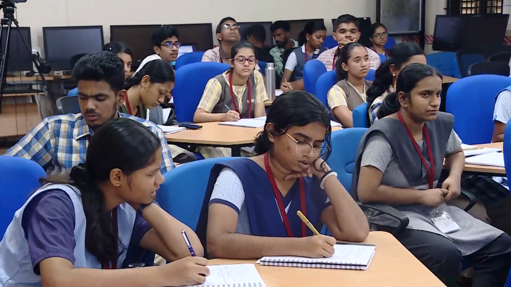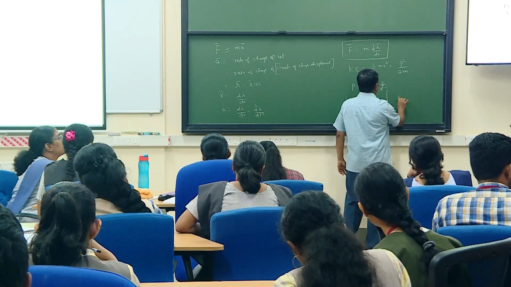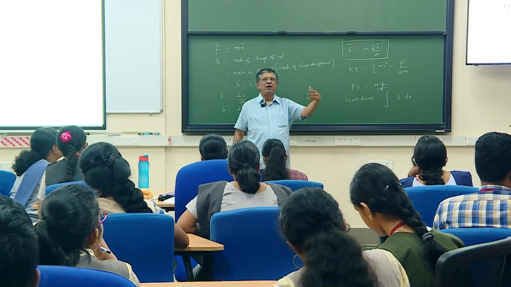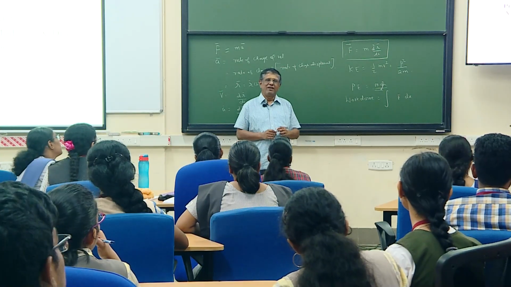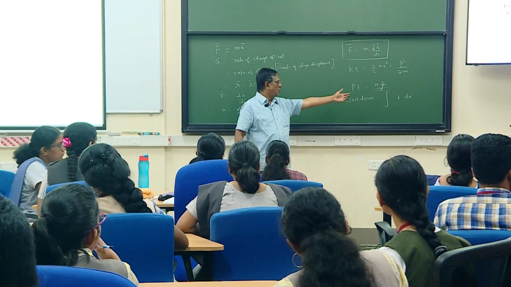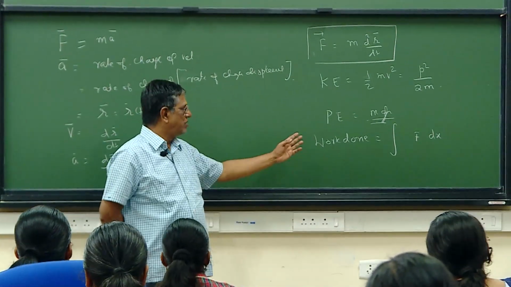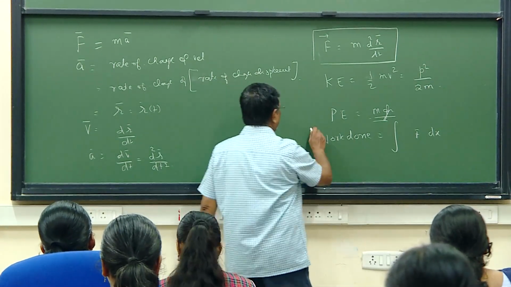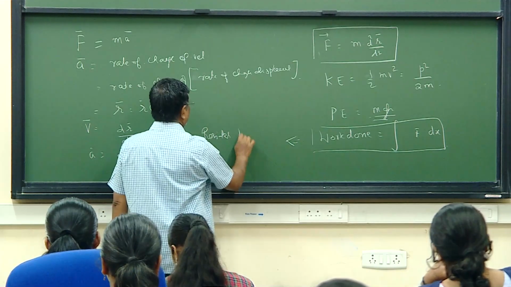So what is something special about work done? We are all familiar with work done. Work done is force into displacement. Suppose I make a very small displacement dx. I consider a point x with respect to the origin, and it makes a small displacement to x plus dx, because of some force F acting on it. Because of that force, some work is done, and that work done is given by W equals integral F into dx, force into distance. So this quantity, work done, resides as potential energy. Yes or no?